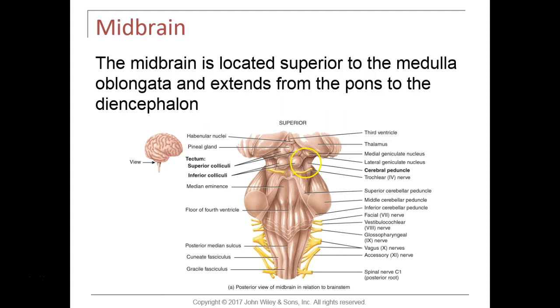Quadra because there's 4 rounded elevations. 2 of them are superior elevations and 2 of them are inferior, so they're referred to as the superior colliculi and the inferior colliculi. The superior colliculi are involved in the reflexes that process visual stimulation. So reflexes associated with visual sensory input are controlled by the superior colliculi, and the inferior colliculi regulate reflexes associated with auditory stimulation, or when you're hearing something.